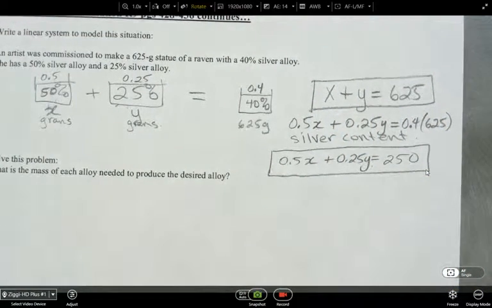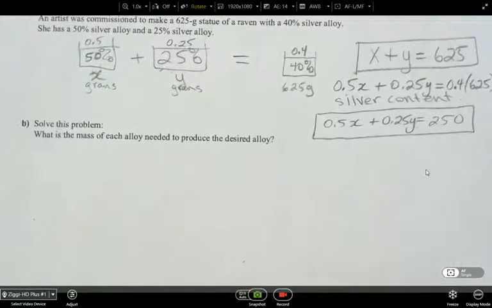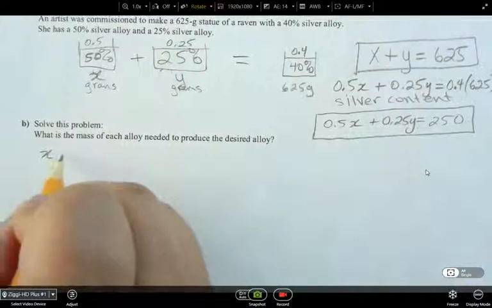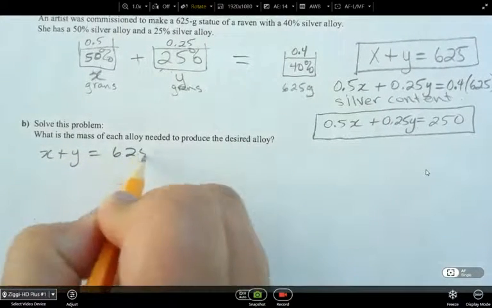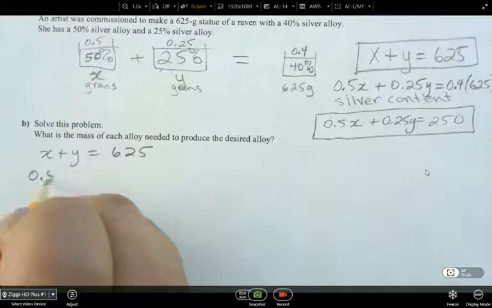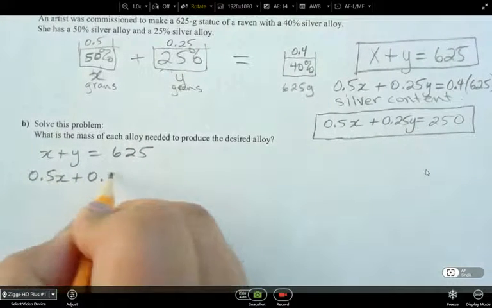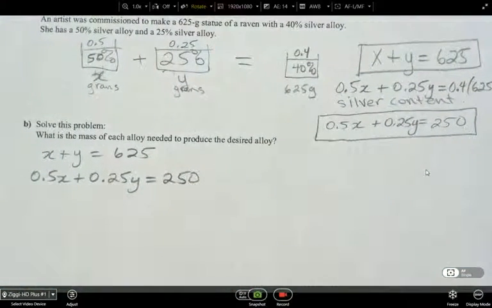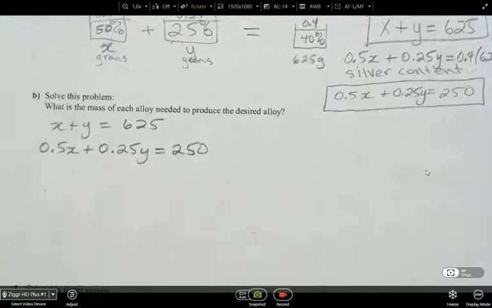Okay. So now in the second part, I need to solve this system to figure out the mass of each alloy needed. So I've got x plus y equals 625, and then 0.5x plus 0.25y equals 250. All right, so what approach of solving do you want to use for this? Let's use elimination. Okay, so which variable would you like to eliminate? x. So let's eliminate x.